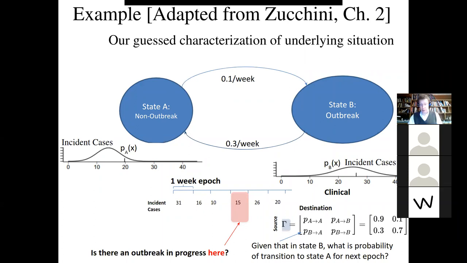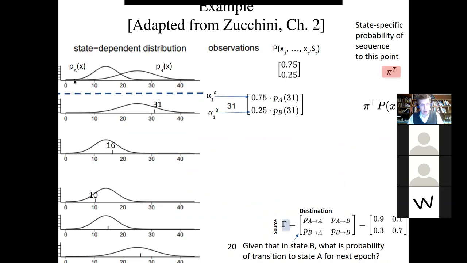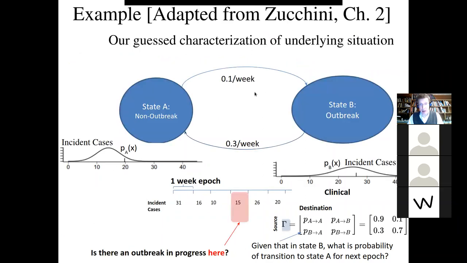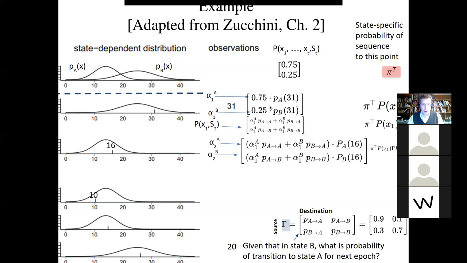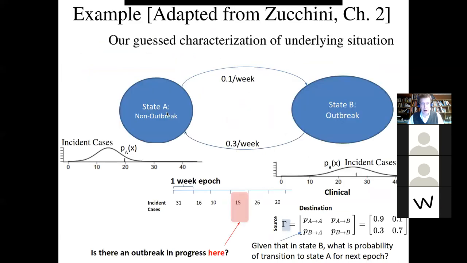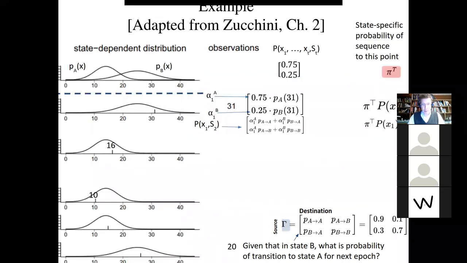And of course there was some chance, it was very, very small, that we were in a non-outbreak state. That observation made us think that chance is very small, but it's not completely zero. And if we were in a non-outbreak state there, it's very likely we stayed there. So we need to take that into account. We're switching states potentially here. So how do we take it into account? Well, we use the transition matrix down here.